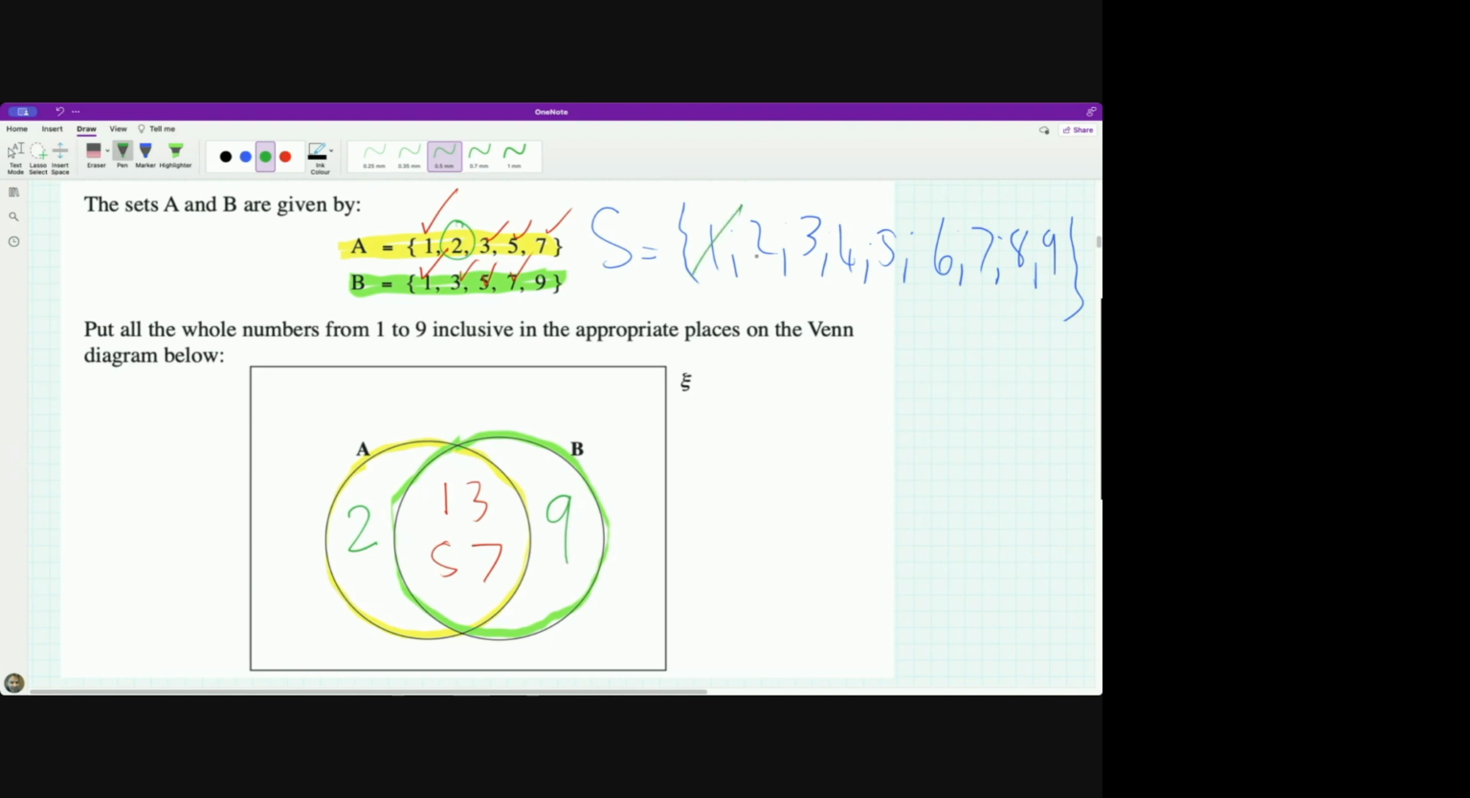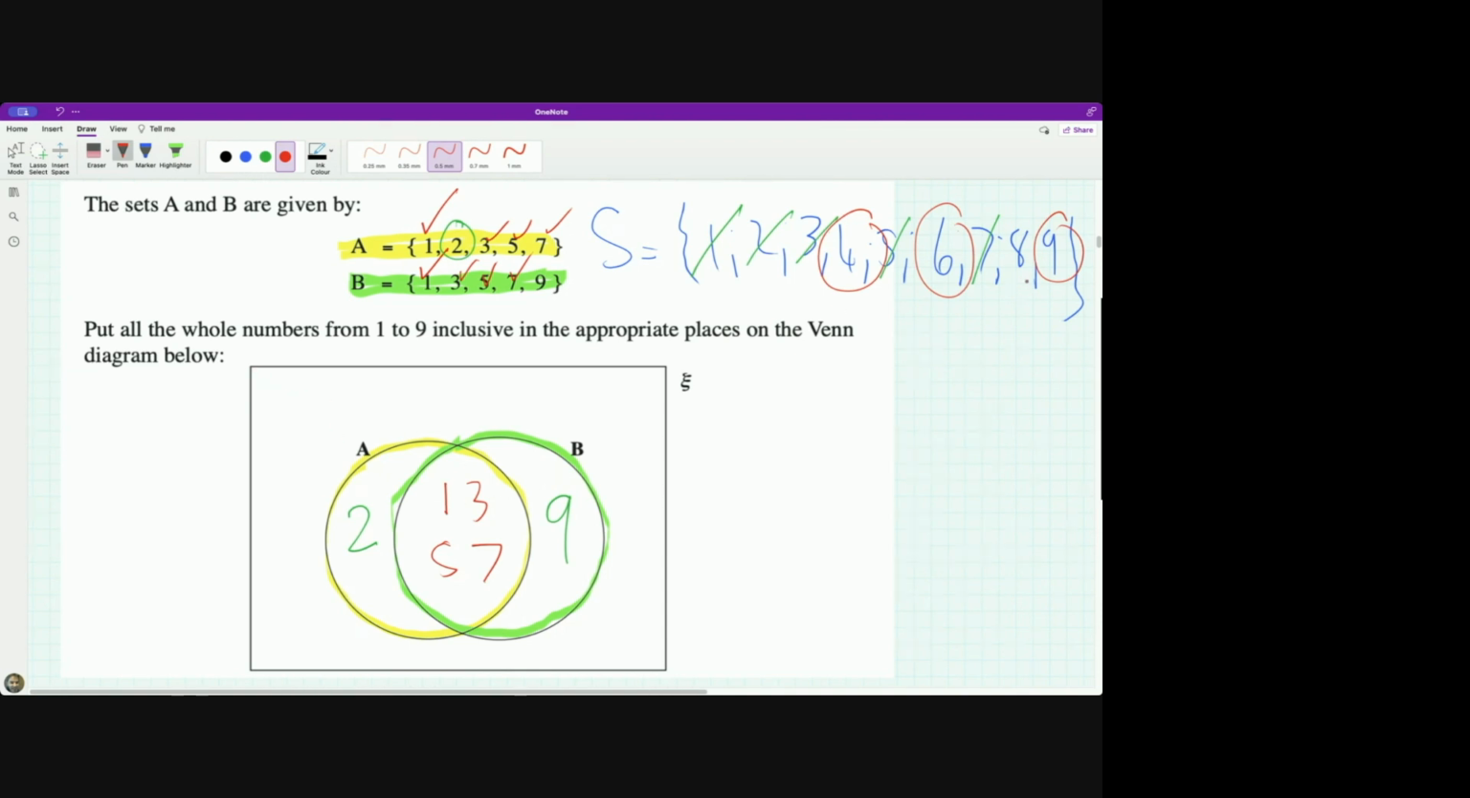So let's cross off all the numbers I've dealt with. 4 hasn't been dealt with. 6 hasn't been dealt with. 7, yes. 8 hasn't been dealt with. 9? Nope. Okay. Where are these numbers going to go? So 4, 6, and 9, where are they going to have to go? Well, they are going to have to go outside A and outside B.